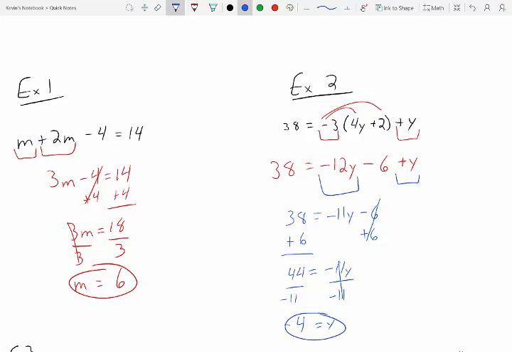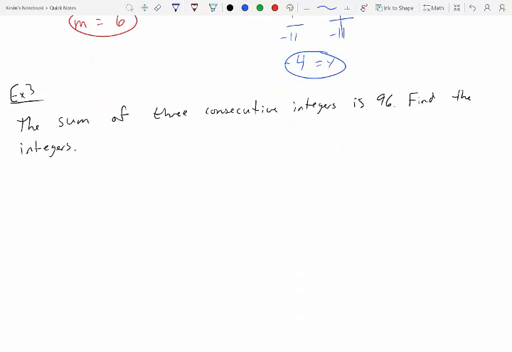And again, I can plug that back in for any y in my original equation and see if I get the answer of 38. Number 3 is a word problem.